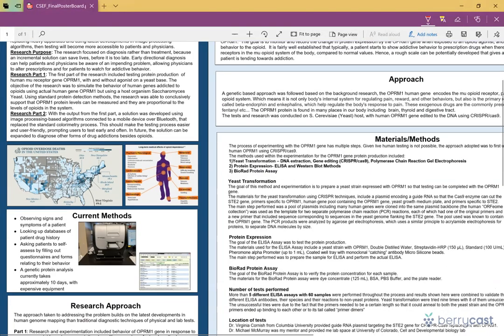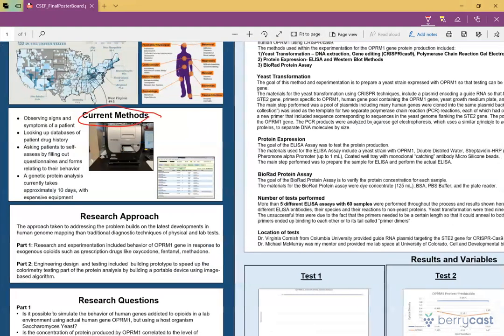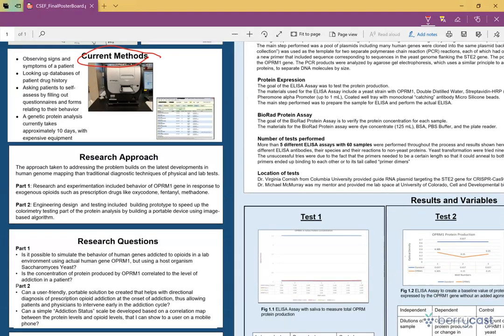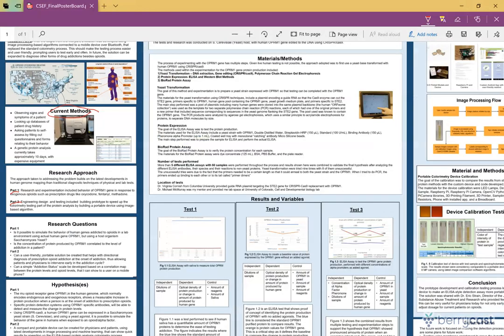So I decided to move on and look at what current methods were out there today. And I realized that all the current methods were either based on psychological assessments or using really expensive equipment. So I immediately recognized that there is a need for a better solution. To go about that, I took a two-part research approach. The first part, looking at the behavior of OPRM1, and the second part, the engineering design and testing of building a prototype that can help to speed up the recovery process and diagnose addiction at an early stage.